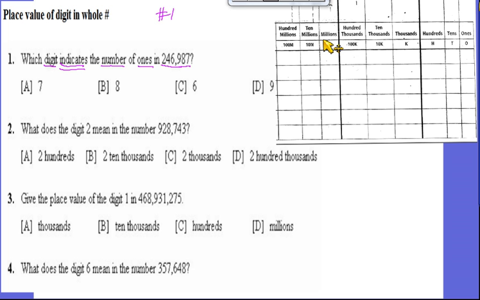So once you identify which digit indicates the number of ones in 246,987, what you have to do then is you need to get the number and write it on the place value chart. Now, tell me if I'm doing this okay. 246,987. No. That's incorrect.